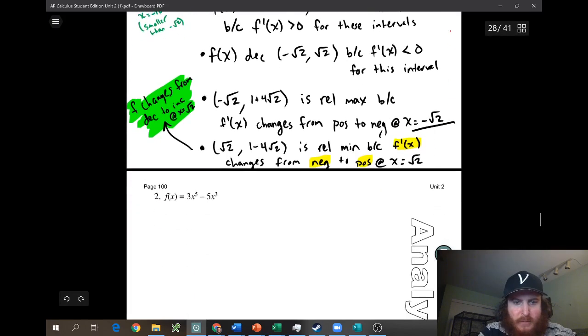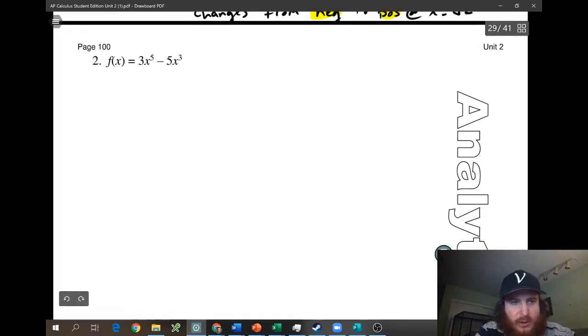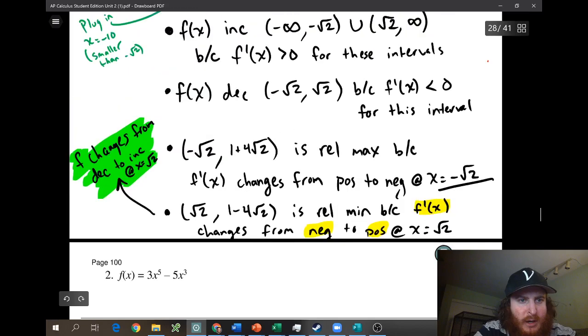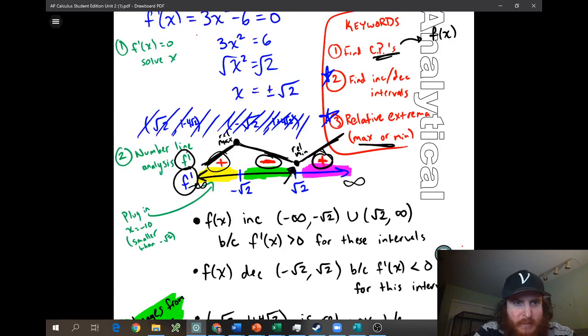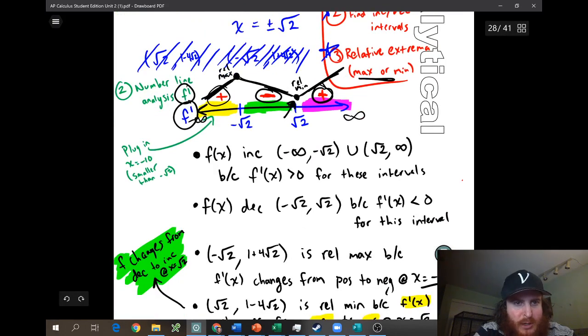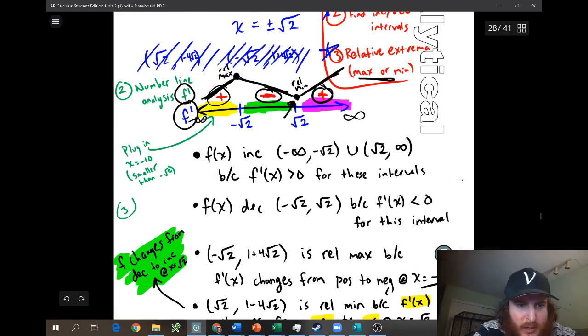Okay, so our next one, f of x equals 3x to the 5th minus 5x cubed. We're going to go through this exact same process. So we want to find the intervals where it's increasing and decreasing, and then find the coordinates for the relative minimum and the relative maximum, the extrema. So first, if you were taking notes, the first step was always to do f prime of x equals 0, solve for x. The second step was to do the number line analysis, and then I kind of skipped writing out our third step, which would be essentially to answer the question with justifications.